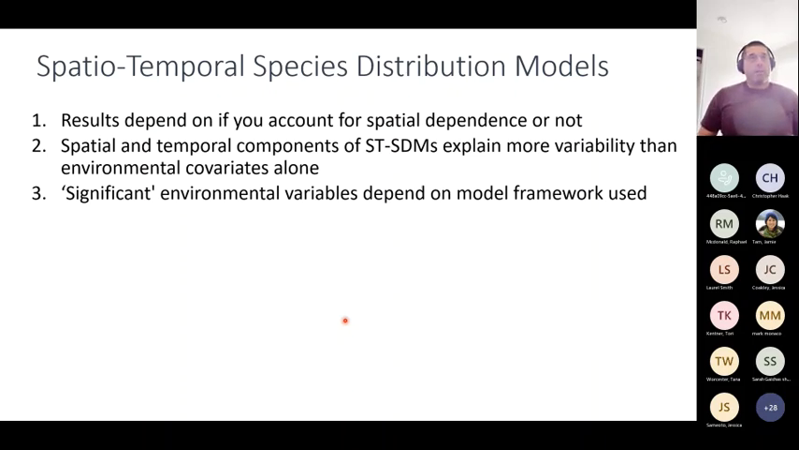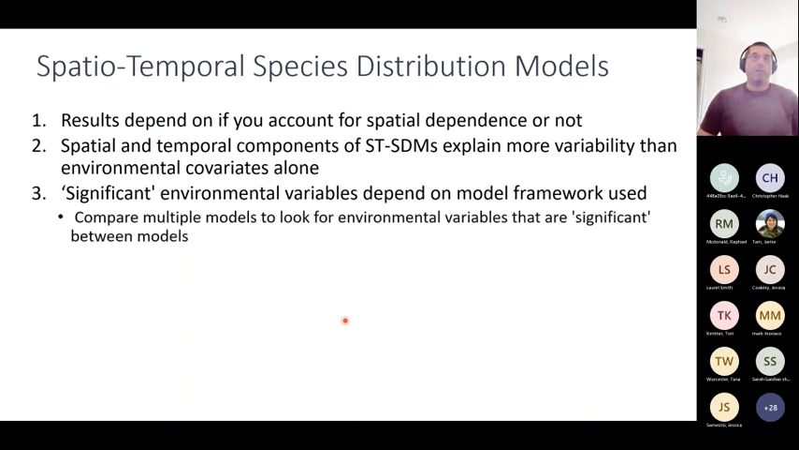And then the really interesting piece that came out of this was that, well, one of many, but a really interesting piece is the significant environmental variables actually depend on the model framework that you're using. So you get different significant environmental covariates or variables coming out of your model, depending whether you're using a GAM, whether you're using a spatial temporal GAM, or whether you're using a different spatial method. And so our advice on that right now is you really should be looking at multiple models to be sure your environmental variable is significant across models.